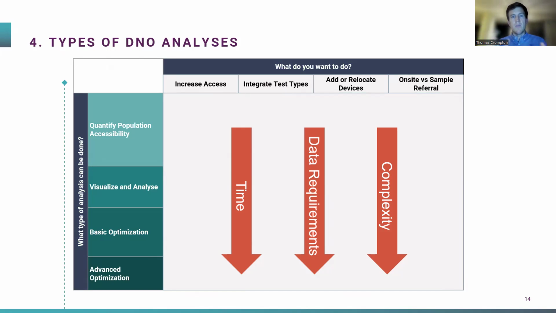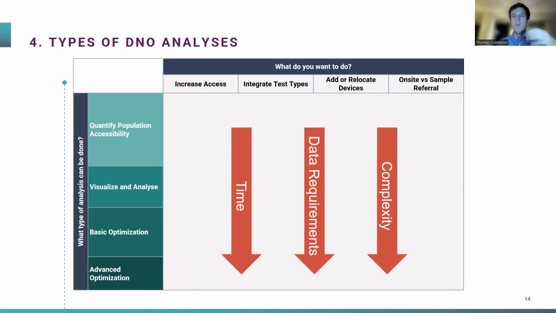So the first thing is establish at the top here which one of these four you want to do, or one or more of them you want to do. And then down the rows on the left we've categorized these analyses into four main different types. So starting with population accessibility, this is really your simplest analysis. What percentage of my population are accessing diagnostic services?